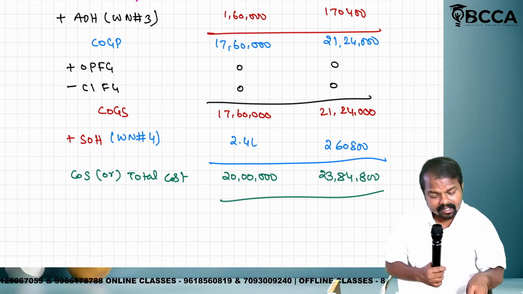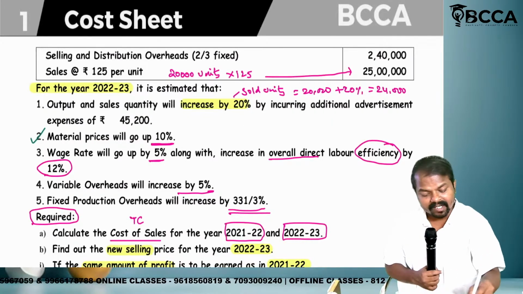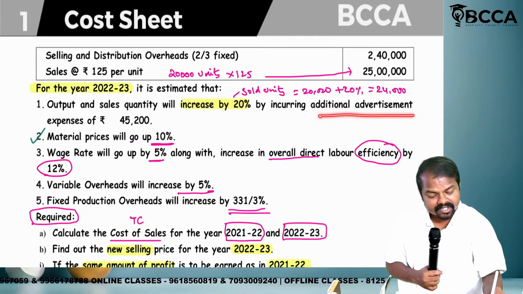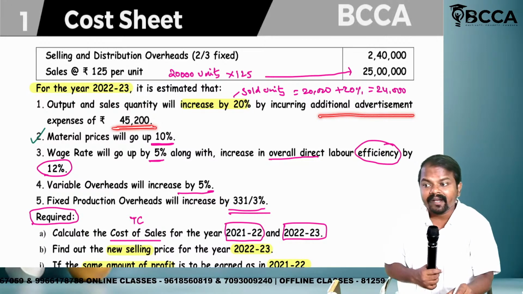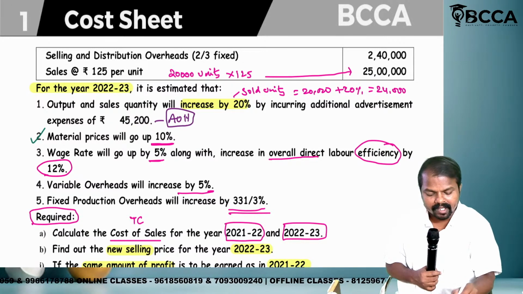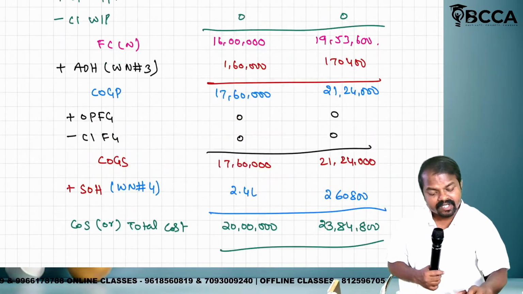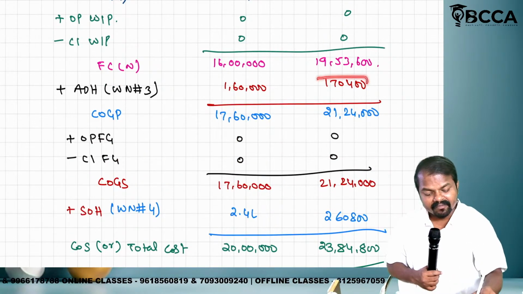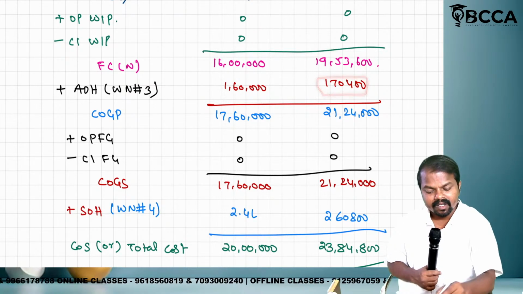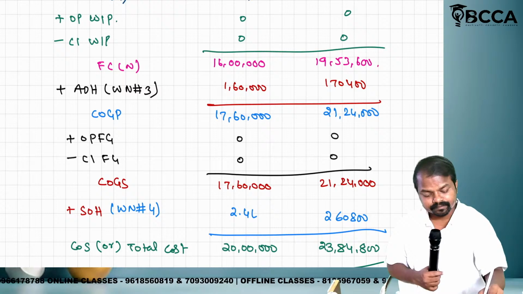20 lakh. Just wait. Here, one point we forgot in the previous class. Additional advertisement expense. Advertisement expense shall be referred to as what? AOH. Then we have to rectify. What is the AOH actually? 170,400. Please take the calculator. 170,400 plus 45,200.